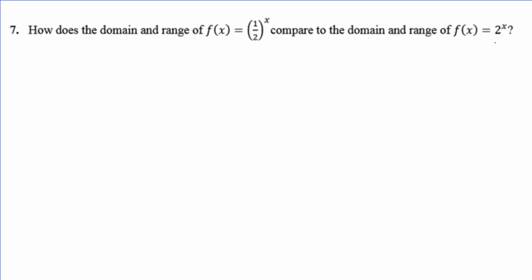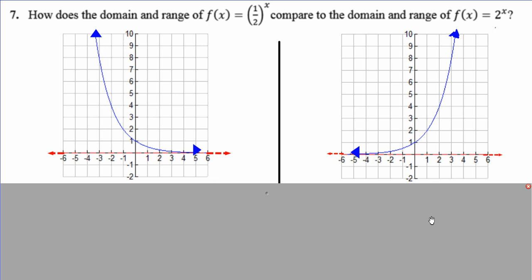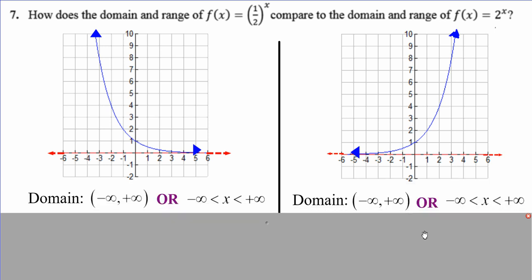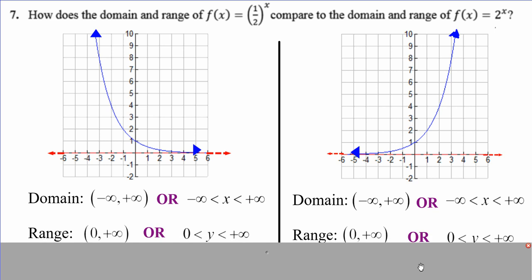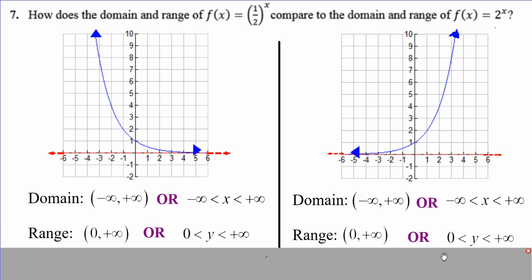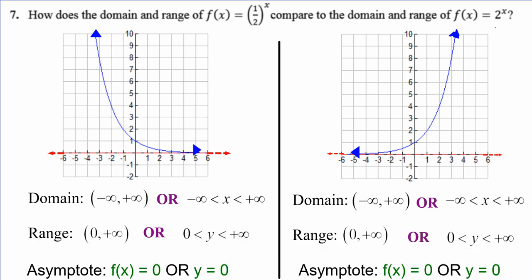How does the domain and range of f of x equals 1/2 to the power of x compare to the domain and range of f of x equaling 2 to the power of x? Well, if we look at both functions, what do we know? Their domains were the same. The range was also the same because they had that same horizontal asymptote at 0.